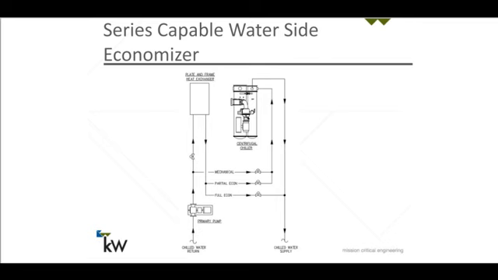out to the load. If you need to get some more cooling out of that, if you need to cool that condenser water further, you open the valve that says partial economizer, send the water to the chiller, and you're able to gain some additional free cooling. This is the series capable, or what's called integrated economizer.